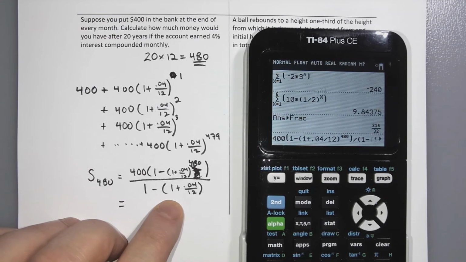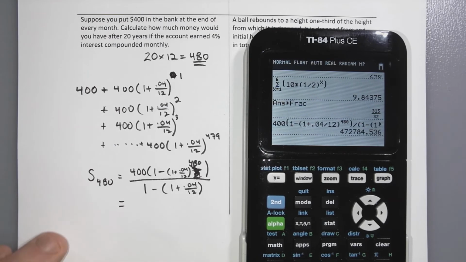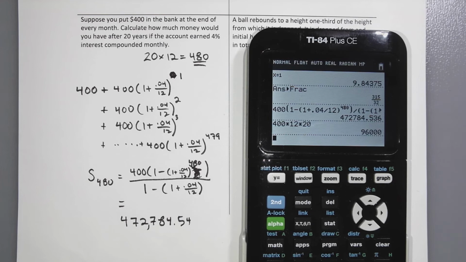If we close that all up, looks like we're getting $472,784.54. So about $472,000, which if we just calculate very quickly, $400, 12 months in a year, over 20 years, we're only putting in about $100,000, but we're getting almost 4.7 times that, 4.5 times that, due to the interest compounding.